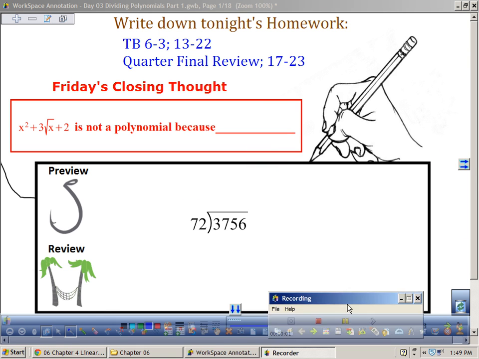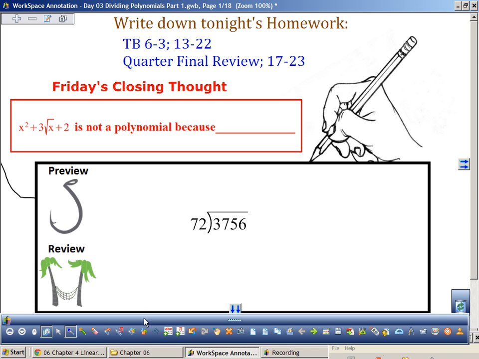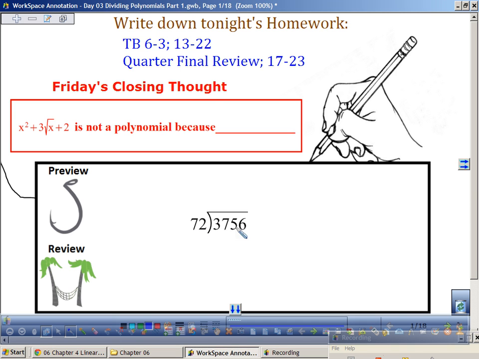Believe it or not, let's talk about dividing. Okay? And this is where I want to start. How would you divide 72 into 3,756? Start with the long division. How would you do that?